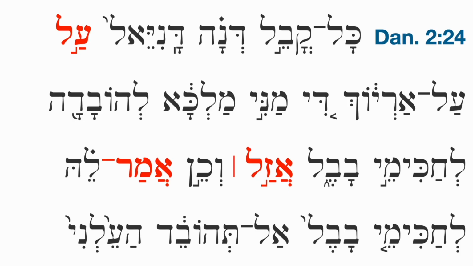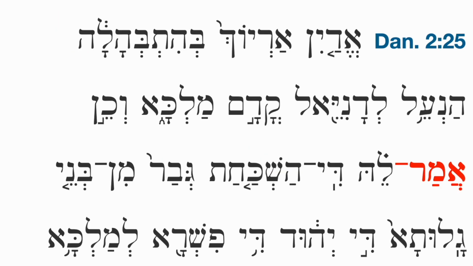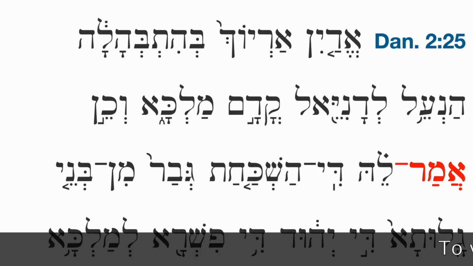Azal v'chen amar le, he went, and thus he said to him. Azal, he went, v'chein, and thus, and so, amar, he said, le, to him. We see v'chein amar le in Daniel 2:25 as well. And thus he said to him.